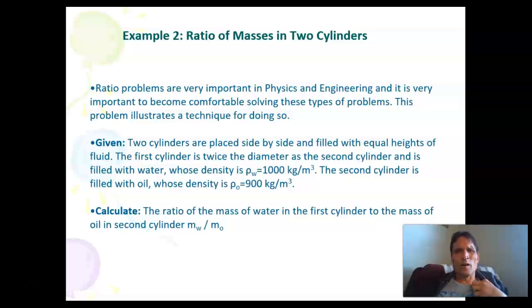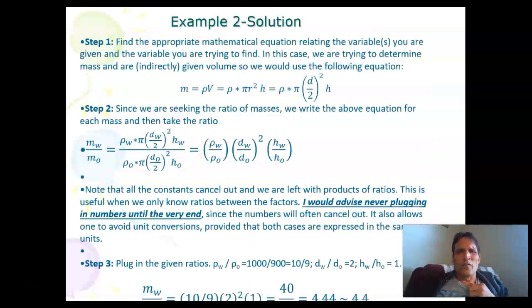Let's take a look and work out the solution here. The first step that we always have to do in these ratio problems is we need one or more equations which relate what we're trying to find, which in this case is mass, to the variables that were given. We know that the mass is equal to the mass per volume, which is density, times the volume. We're not given volume, but we're given the dimensions of a cylinder.